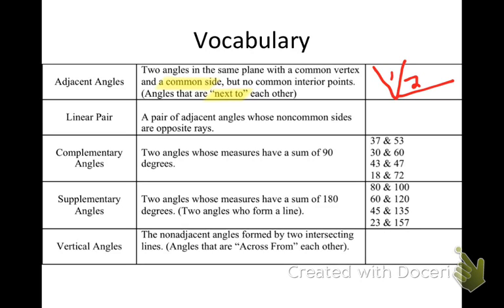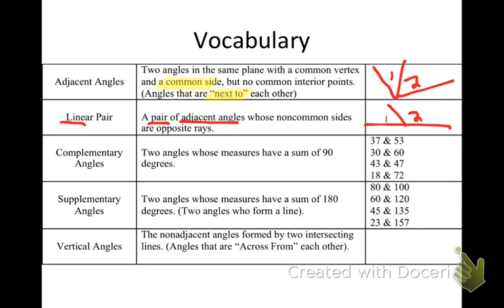Next, we have linear pair. What's the root word of linear? The root word of linear is line. So it's a pair of adjacent angles. What does pair mean? How many does pair usually represent? Two. So it's two angles that form a line. For example, those two angles would be a linear pair. They are two angles next to each other that form a line. That's a linear pair.